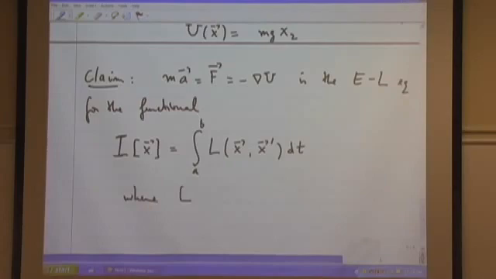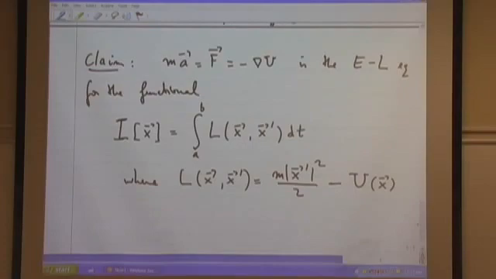Where L has this specific form: m times the length of x prime squared over 2. Now this in physics is called the kinetic energy. Okay? Minus u of x. Okay?